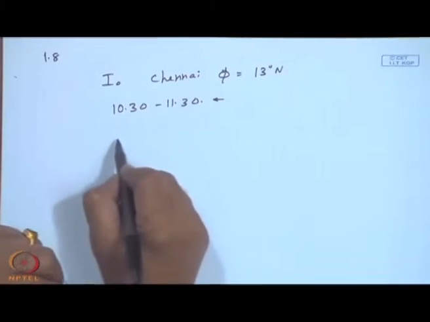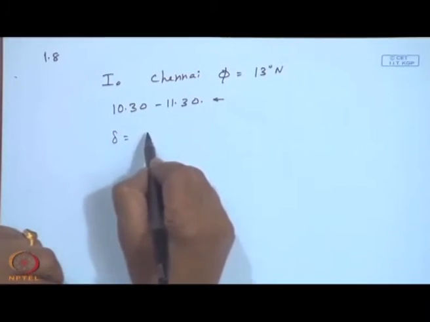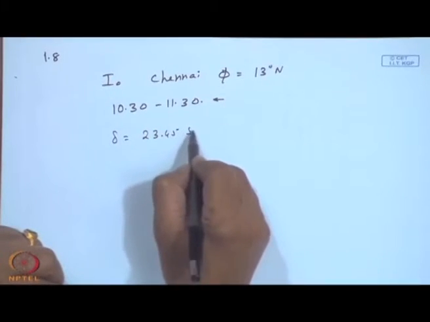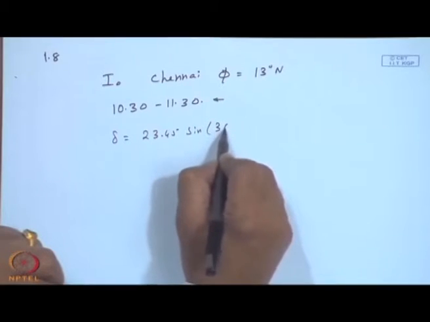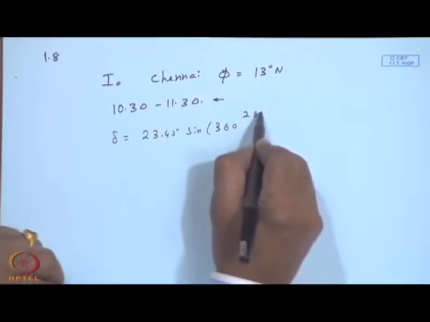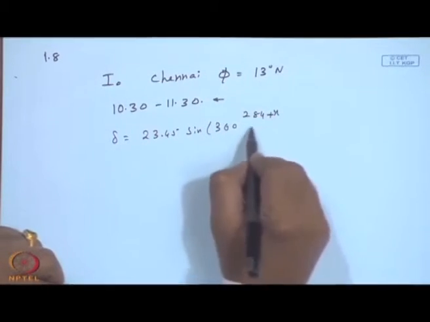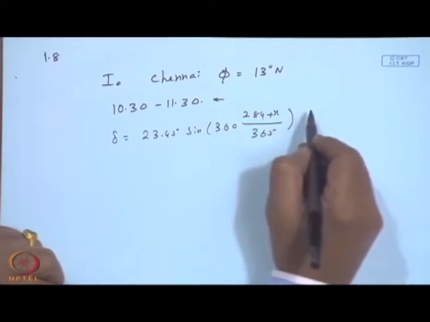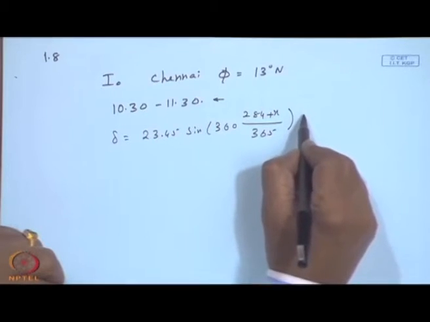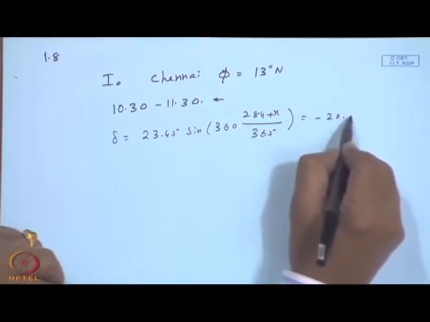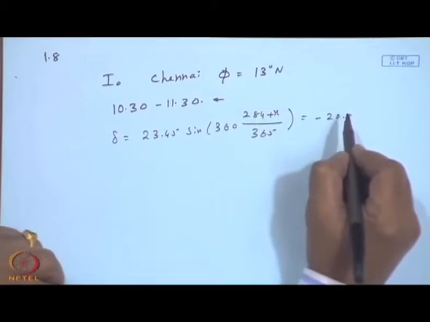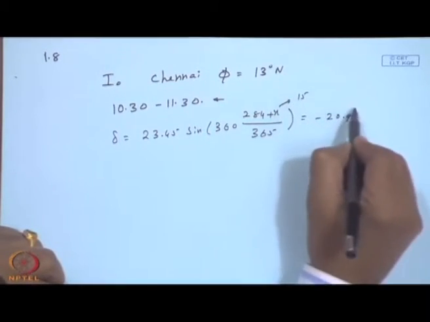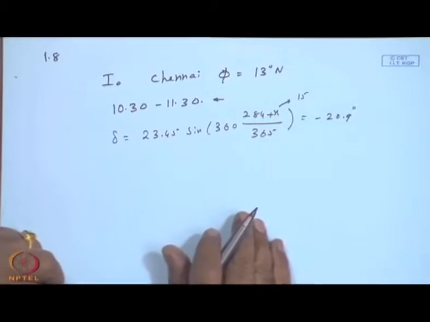So, the declination for this Chennai, or rather any location, will be 23.45 sin of 360 times (284 plus n) by 365, that equals minus 20.9, because it is January 15th, n is equal to 15. It is almost the mean declination.